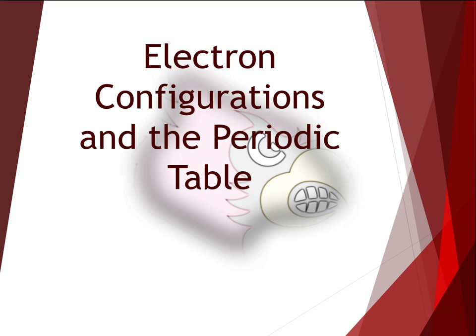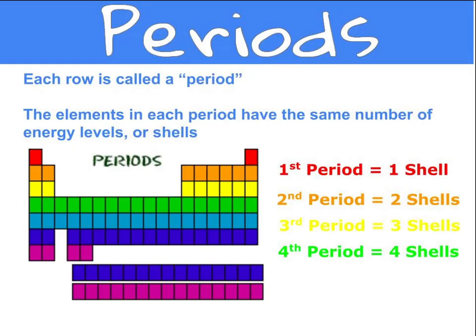Our first main idea, electron configurations and the periodic table. The periodic table was originally developed as a way to organize elements according to their properties. As chemists learned more about atomic structure, they began to understand that the arrangement of the periodic table should also reflect the arrangement of the electrons in atoms.